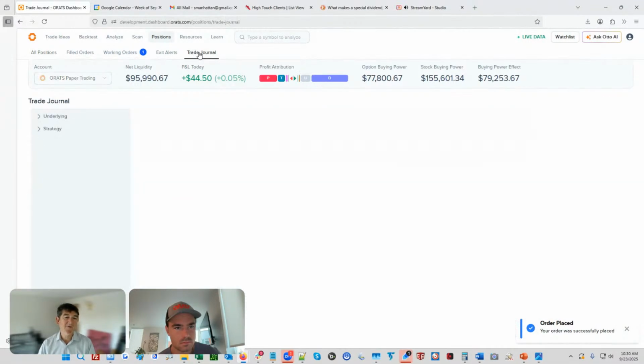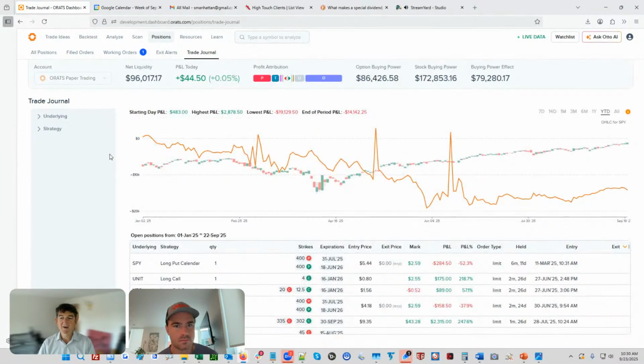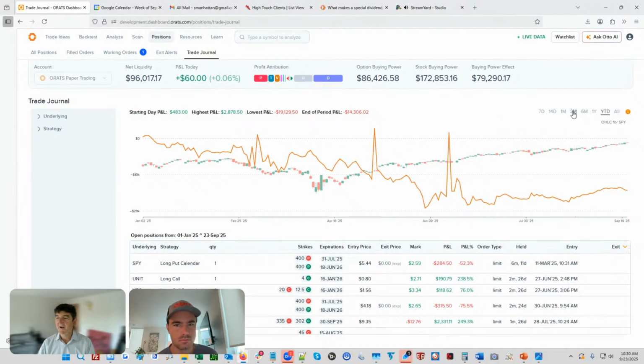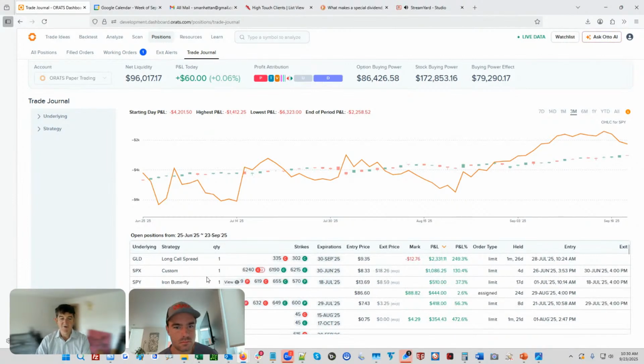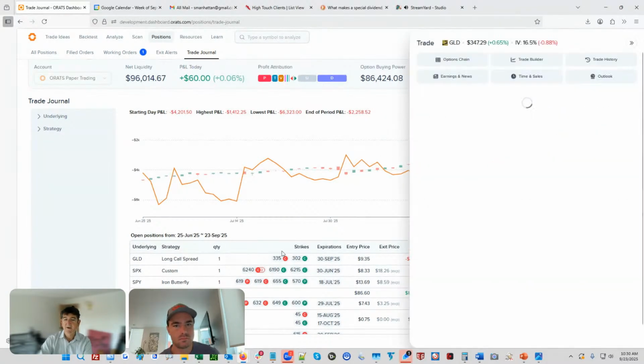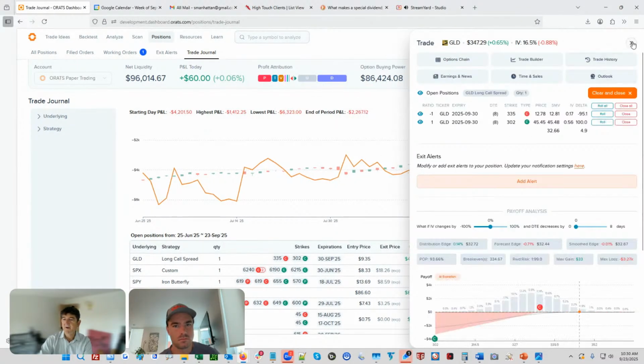But yeah, like you said, we have a trade journal, and I could go out, I don't know, 3 months, and look at just this period and see what did well. I could see what my P&L was for certain things. I had a long call spread in gold, and I could take a look at that trade.